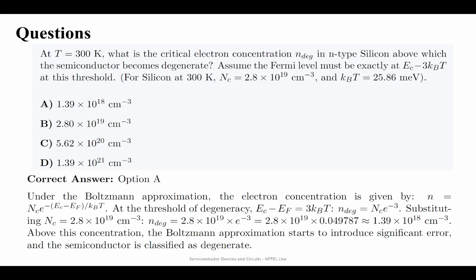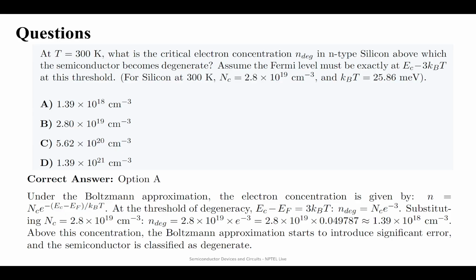So the answer here would be option A. Under the Boltzmann approximation, the electron concentration is given by n equals NC exp of minus (EC minus EF) by kBT. At the threshold of degeneracy, EC minus EF equals 3 kBT, which means n dagger equals NC exp of minus 3.